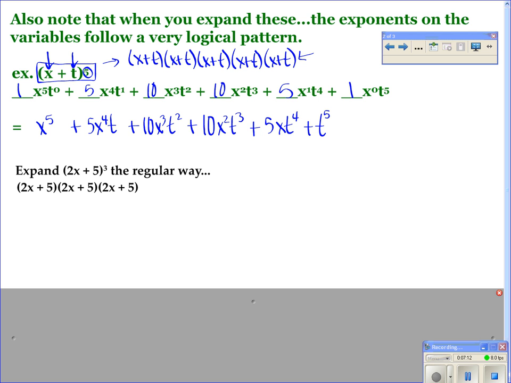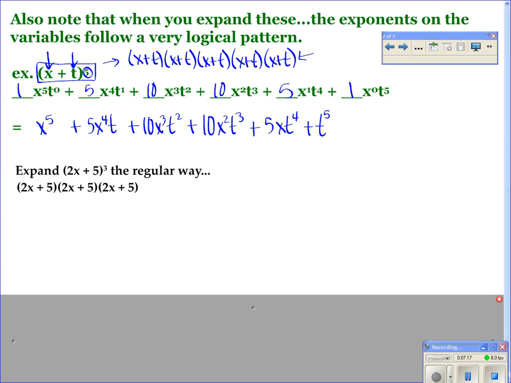So we are going to expand this one using the regular way. This is the only time we're going to do this. Okay, we'll do this with the window, because that's typically what kids tend to like doing. So we're just going to do these first. So 2x plus 5, 2x plus 5. So we have 4x squared, 10x, 10x, and 25.